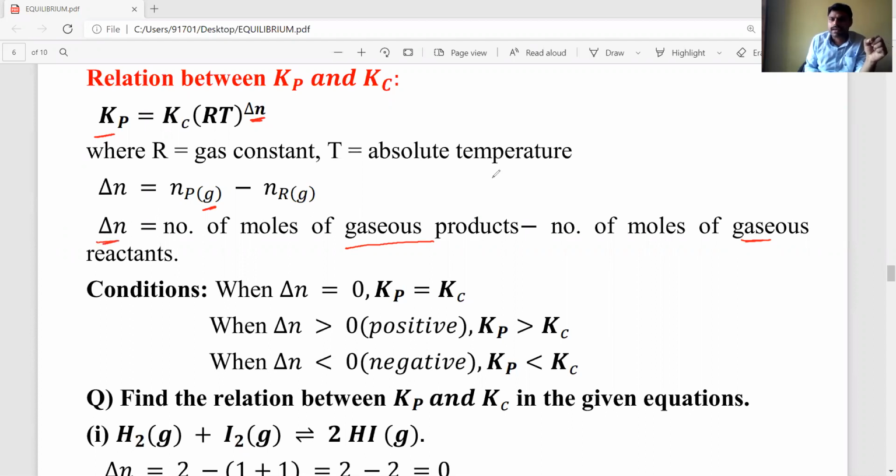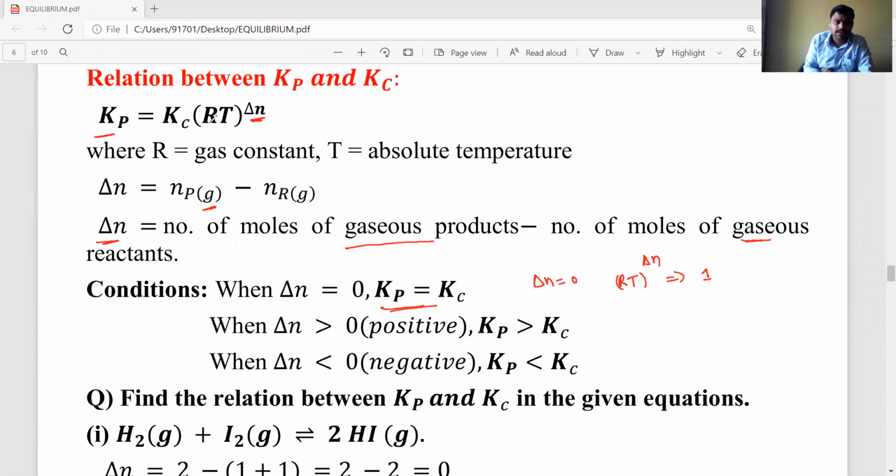So the Kp and Kc values depend on the delta n value, meaning whether Kp is more or Kc is more depends on delta n. For example, if delta n is equal to 0, then RT whole to the power of delta n is equal to 1. That's why Kp is equal to Kc.